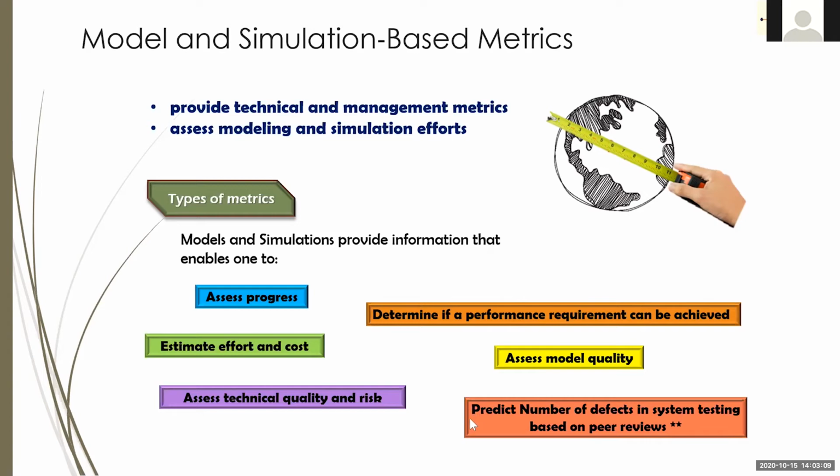Or we can, this is the other that I shared with you, predict the number of defects in a system testing based on the peer reviews. So we can use the models in different ways, and we can get some of the data of the models to help us understand certain characteristics on the system or on the models that we are building, okay?